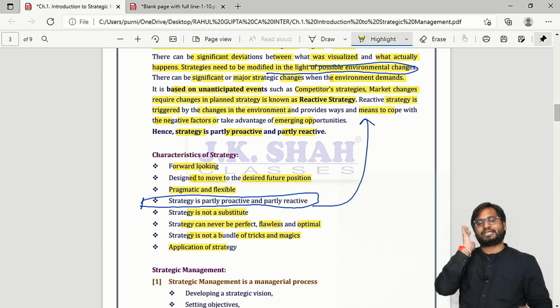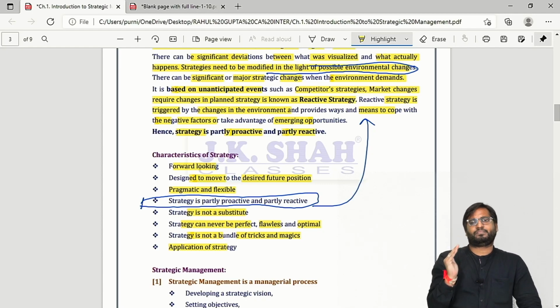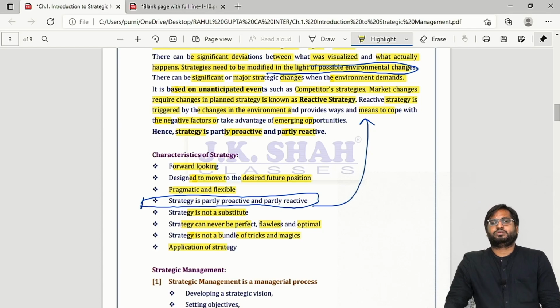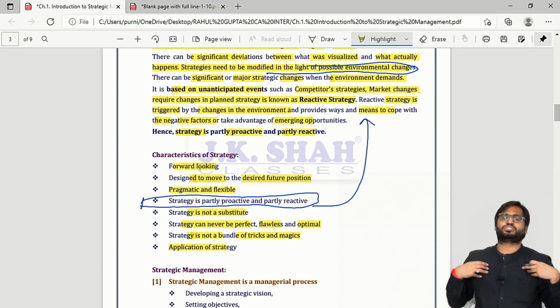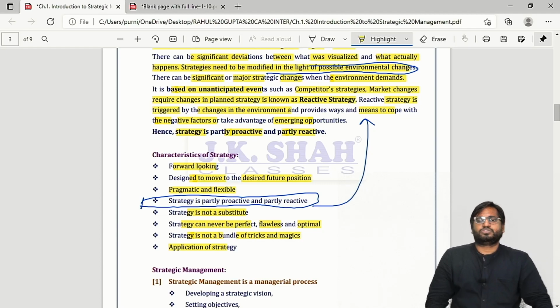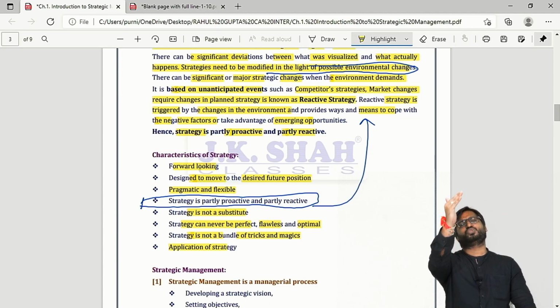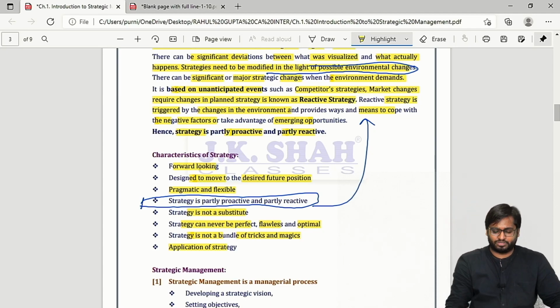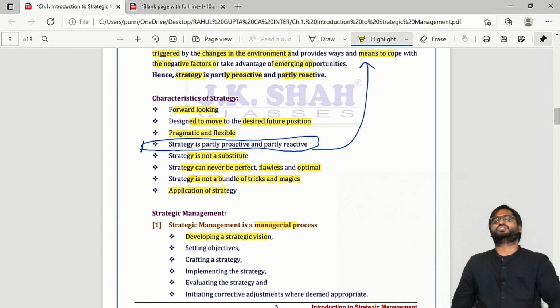First, developing a strategic vision. What do you mean by strategic vision? It is the aim, goal, long-term goal, the ultimate goal. Where do you see yourself 20 years from now? That is my vision. I want to be the most preferred car manufacturing company of India. That is my vision. So first things first, you will have to develop a strategic vision. What sort of company we wish to become in future, 20 years from now, 15 years from now.